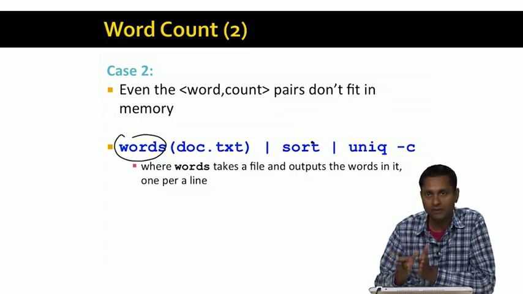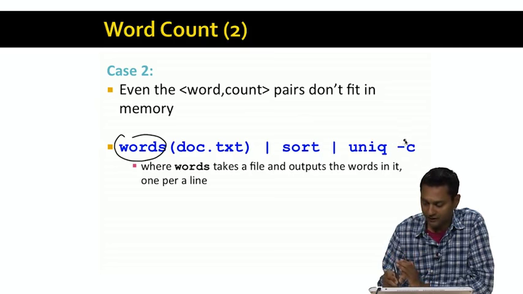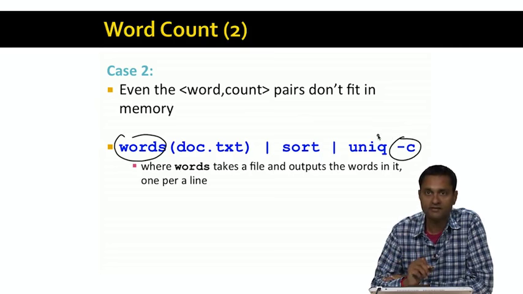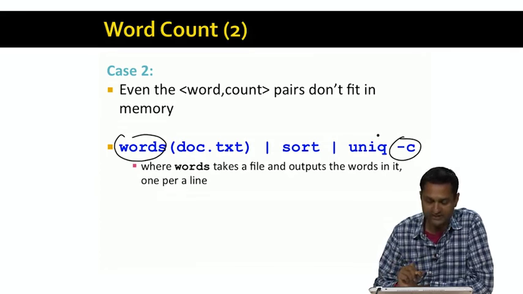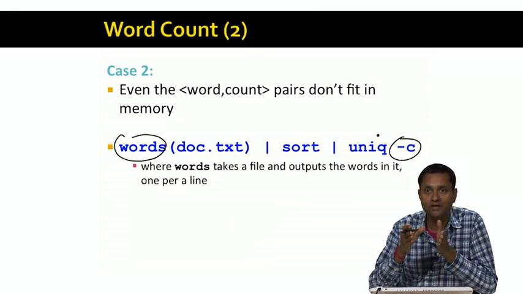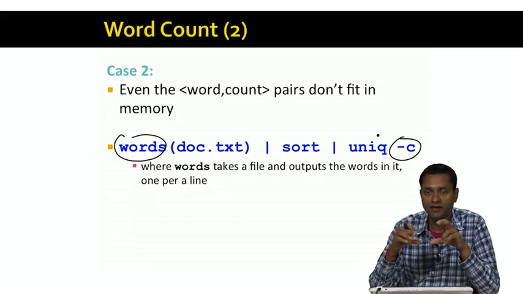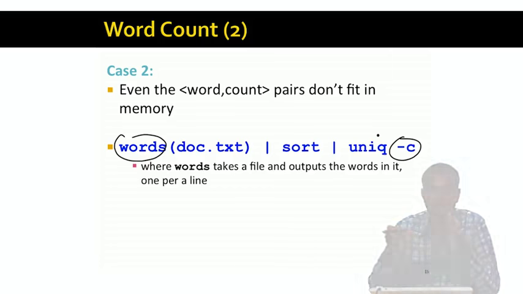Once you do that, you can pipe it to another little handy utility called uniq. One of the nifty features of uniq is the dash c option. What uniq -c does is it takes a run of the occurrences of the same word and just counts the occurrences of the same word. So the output of this is going to be word count pairs.